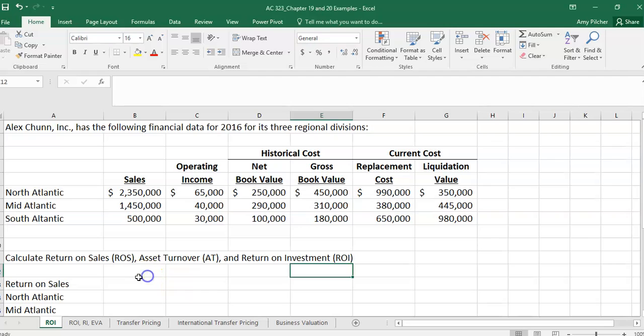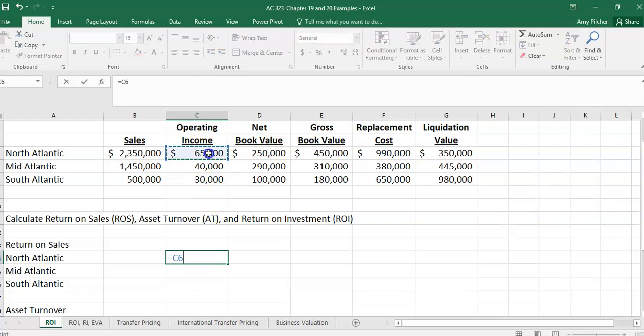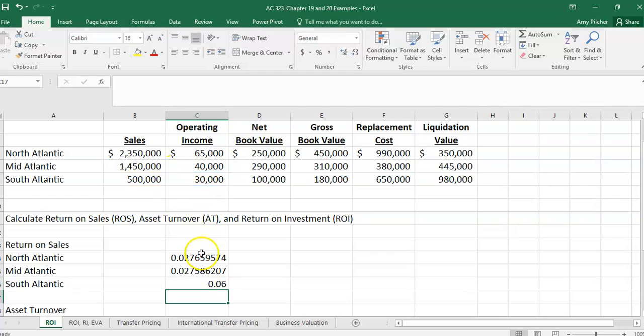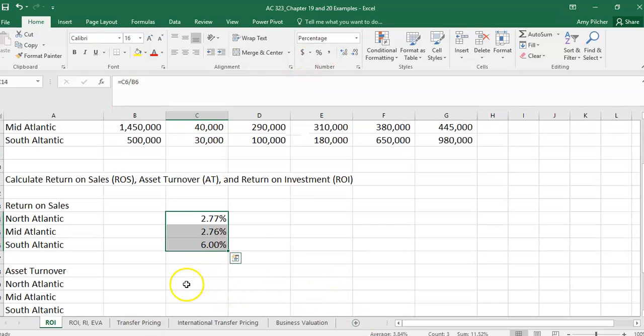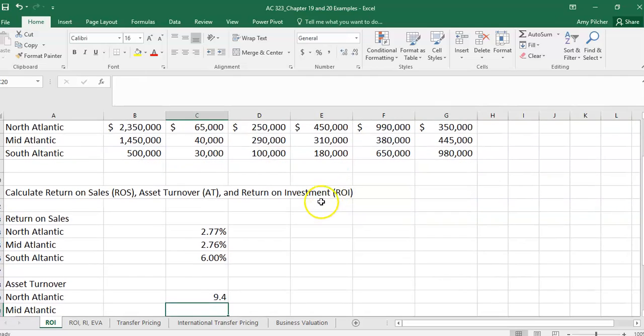So we're going to calculate the return on sales, asset turnover, and return on investment. Return on sales is the operating income divided by sales. So we would take the operating income of each division divided by their sales. Asset turnover is sales divided by the net book value of assets. So we take the division's sales and divide it by the net book value of their assets.